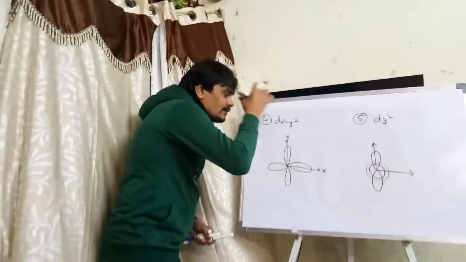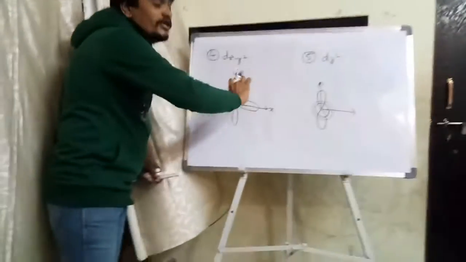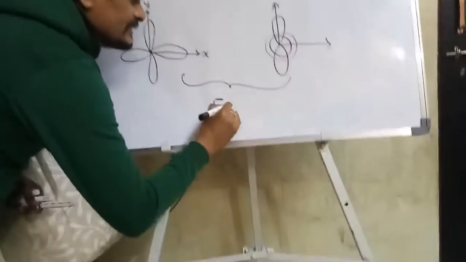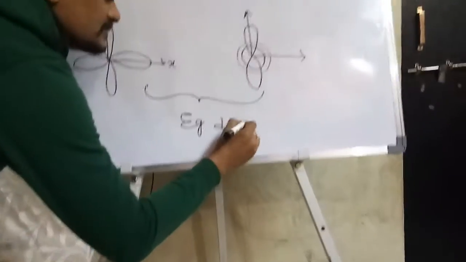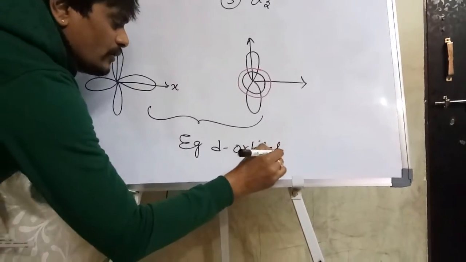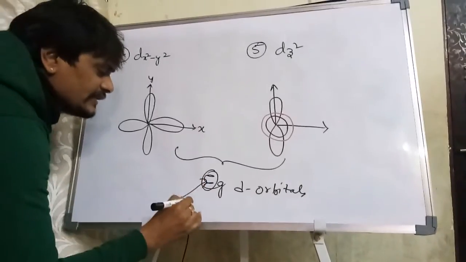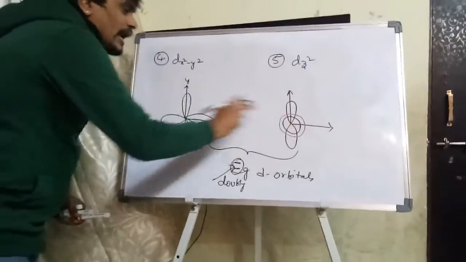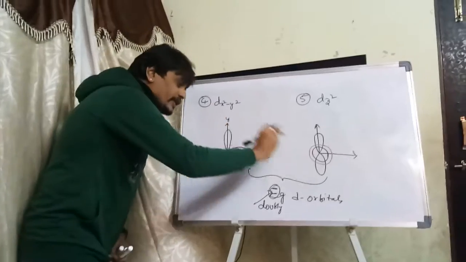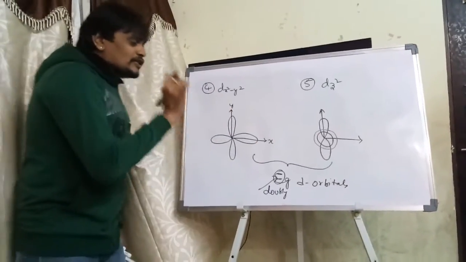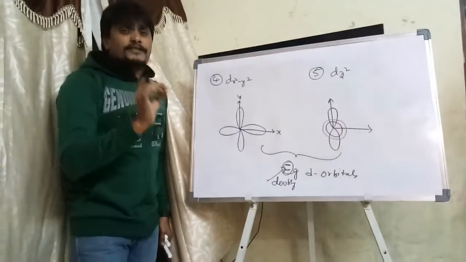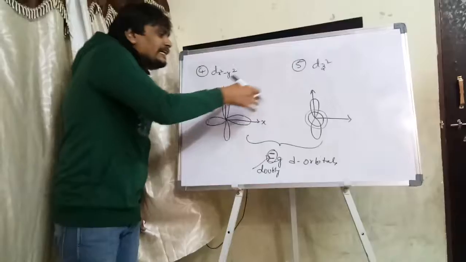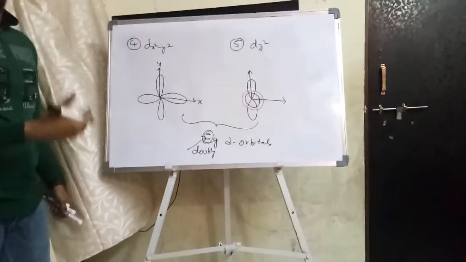Before that, what are these two d orbitals called? These two d orbitals are called Eg d orbitals. What do you mean by E? E means doubly degenerate. Since the d orbitals are 2 and the energy associated with these two d orbitals is one and the same, these are called doubly degenerate d orbitals.